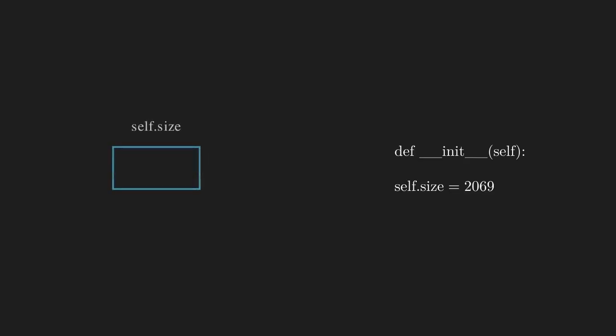Let's start deriving the code. Inside the initialization method, we first define our chosen prime size. We write self.size equals 2069. This stores the size as an instance variable so it can be accessed by our hash function later.